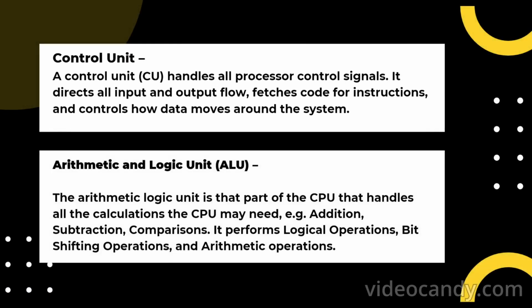Control unit. A control unit handles all the processor control signals. It directs all input and output flow, fetches code for instructions, and controls how data moves around the system. Arithmetic and logic unit. The arithmetic and logic unit is that part of the CPU that handles all the calculations the CPU may need, for example, addition, subtraction, comparisons, etc. It performs logical operations, bit shifting operations, and arithmetic operations.